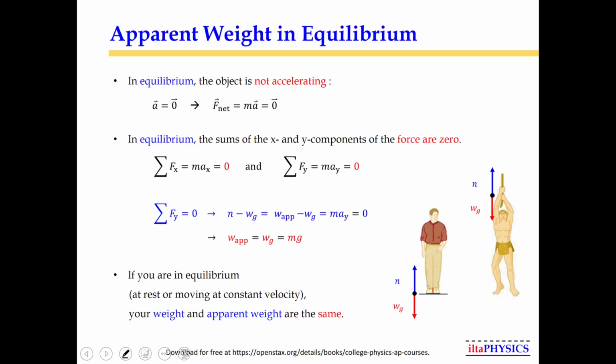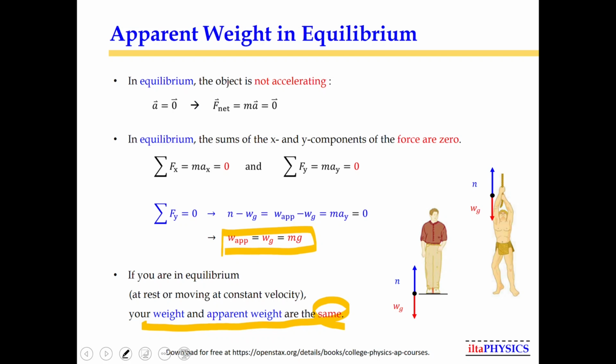We know that the apparent weight is represented by the normal force n. Since the person is in equilibrium, acceleration equals zero. The sum of all forces is zero. Therefore, n equals wg. So, in equilibrium, the apparent weight equals the actual weight, which is mass times gravitational acceleration.